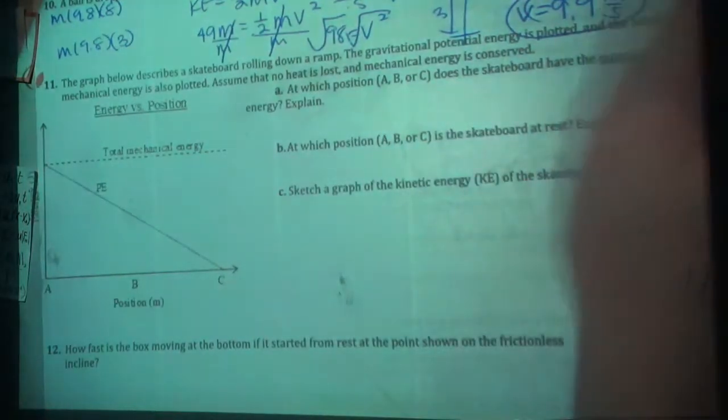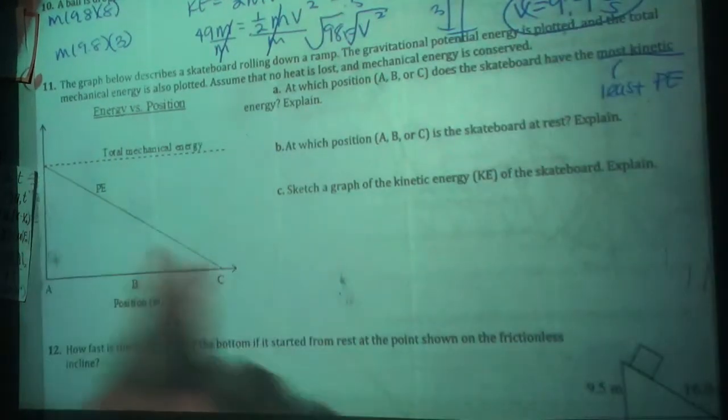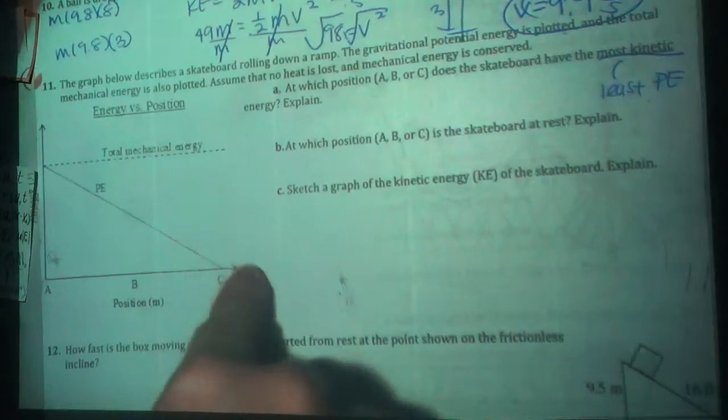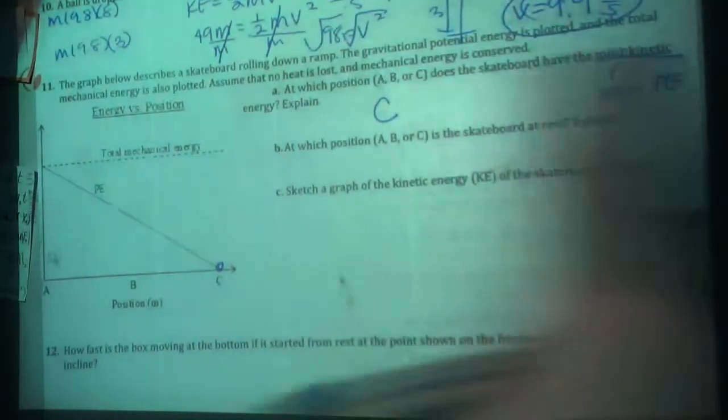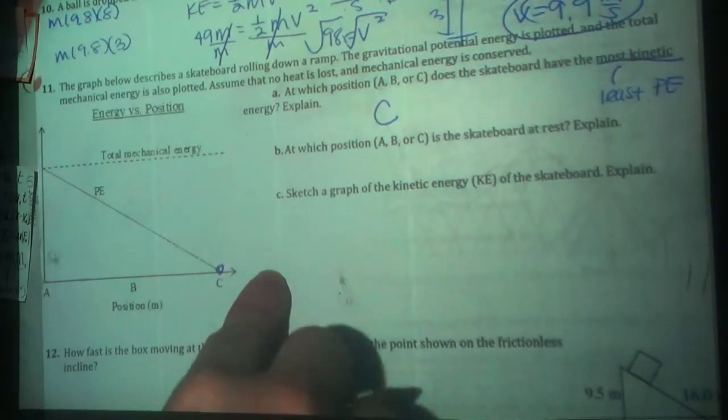Here, at which point does a skateboard have the most kinetic energy? Well, most kinetic goes at the point where it has the least potential energy. Well, we have a graph of the potential energy, so the least potential is at point C. So where it has the least potential is where it has the most kinetic, because those do the opposite things. When I'm losing this potential energy, it doesn't disappear, it goes into kinetic.